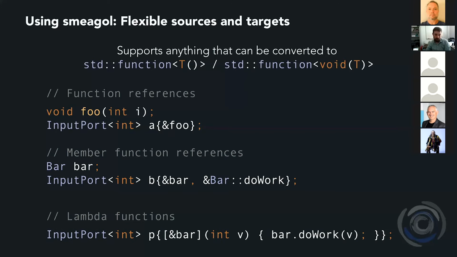Or you can do everyone's favorite and give it a lambda function. In this particular case, I've given it a lambda function with a context of this object bar here that I've created. And I'm doing the work inside of that. So those are all flexible ways in which you can construct the targets or the sources for your input ports or output ports.